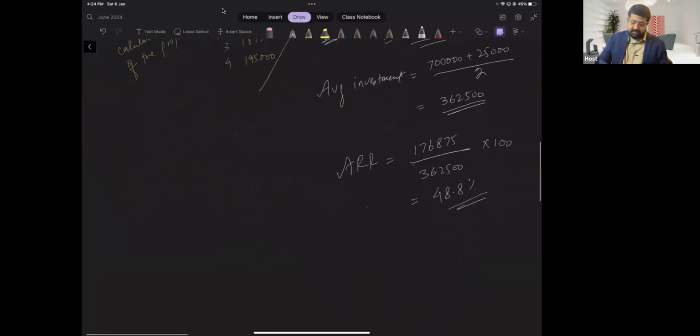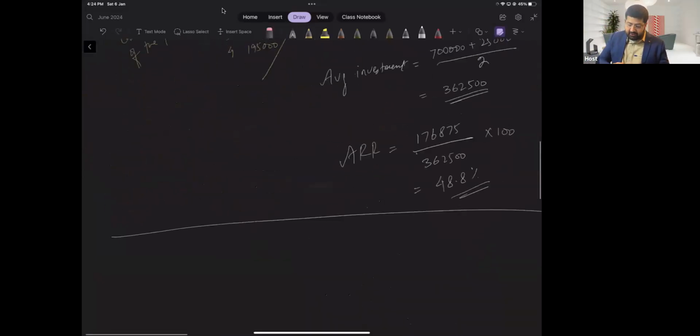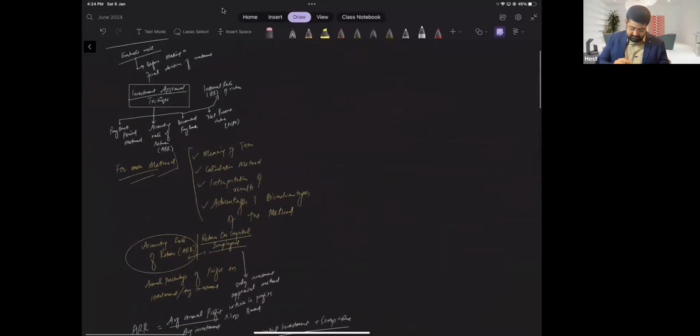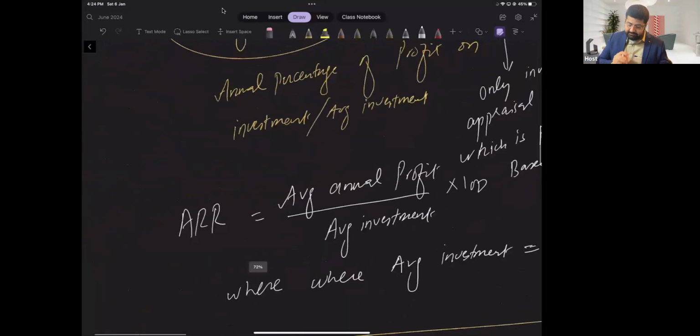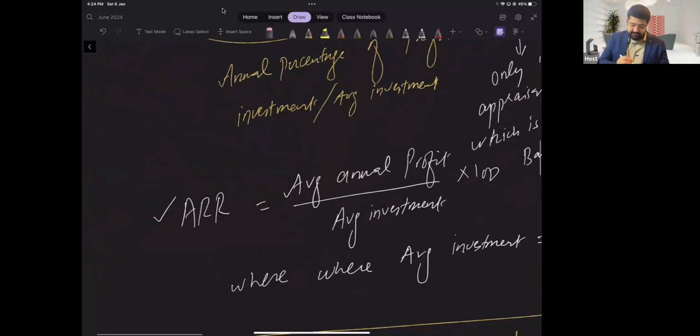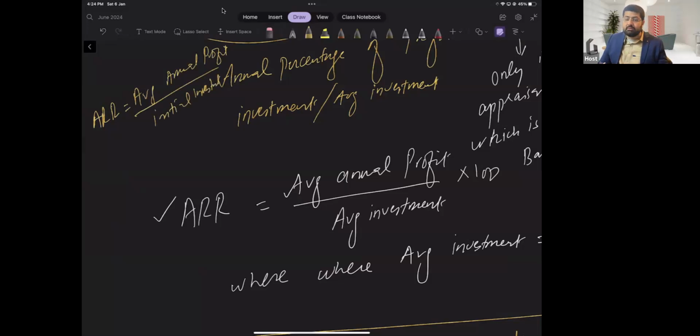Sometimes, students, ARR has another formula. Yes, one formula we have learned. There is another formula. ARR is equal to average annual profit divided by initial investment, not average. Then we have to put only initial investment. In both cases, the answer will differ.